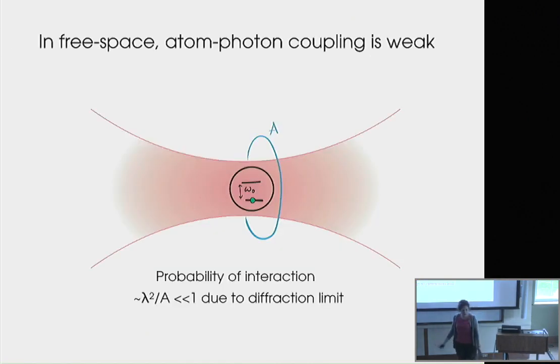And of course, there are always problems. The first problem is that atoms and photons do not like to talk to each other in free space. Imagine we have an atom in free space and we send a laser beam into it. The probability of this photon and the atom to interact is given by the ratio between the absorption cross-section of the atom, that scales as the square of the photon wavelength, divided by the mode area of the laser beam. And due to the diffraction limit, this number is actually very small.